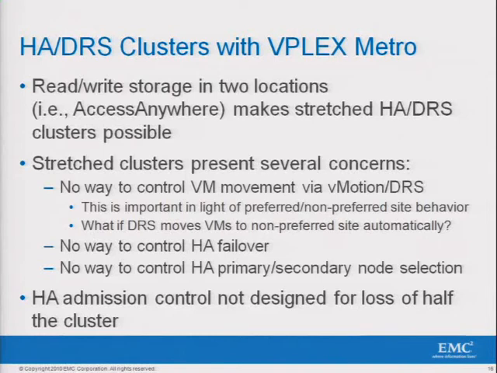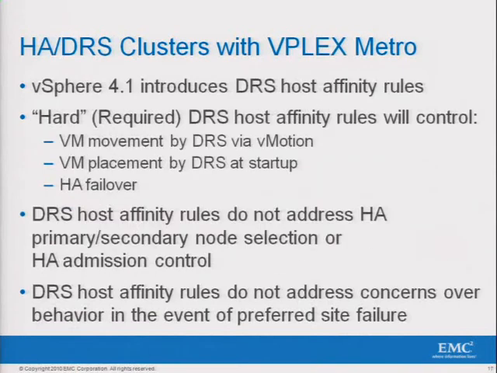Now, with the release of 4.1, some of these points change. 4.1 introduced DRS host affinity rules. There are hard, i.e. required, rules: this VM must run, must not run. And there are recommended rules: should run, should not run. These rules, along with the definition of VM groups and host groups, allow us to define a group of hosts and say that this group of VMs must run on this group of hosts, or must not run on a group of hosts. And you might look at that and say, all right, Scott, that fixes the problem.